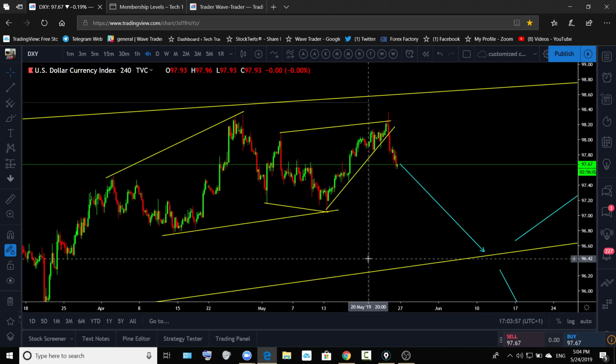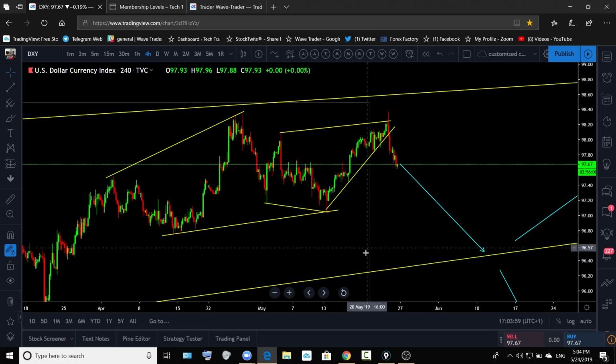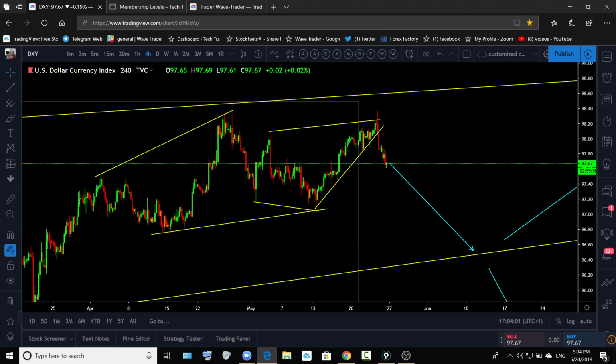The bigger image is the same, and on the lower time frame there is this expanding triangle to continue to go lower. This is what we were expecting last week. We got that, and for next week it is correct over there, and goes lower.